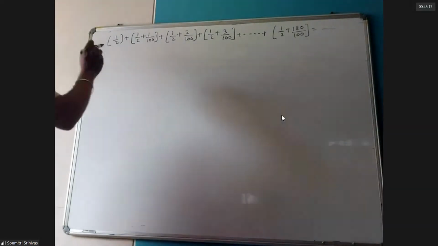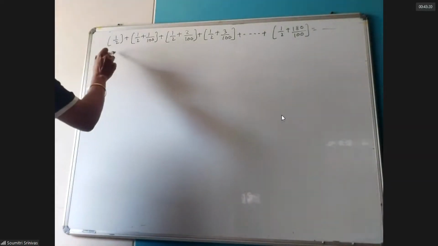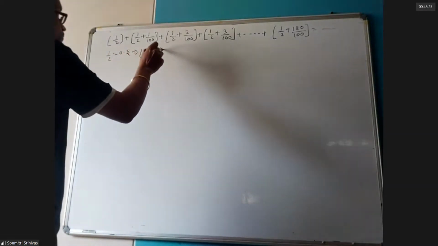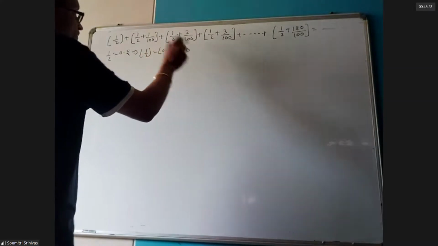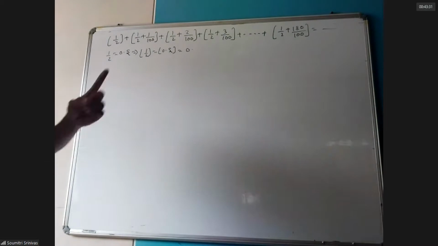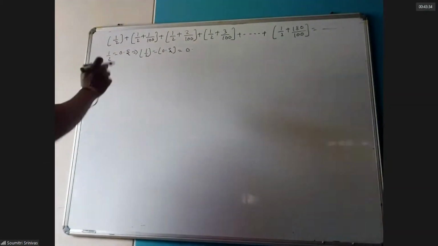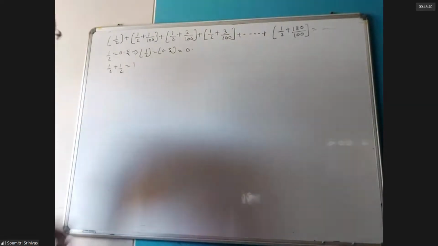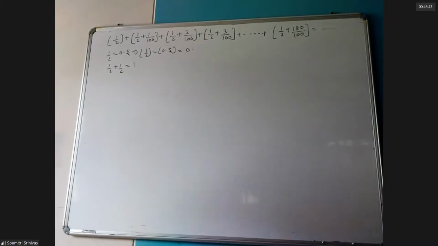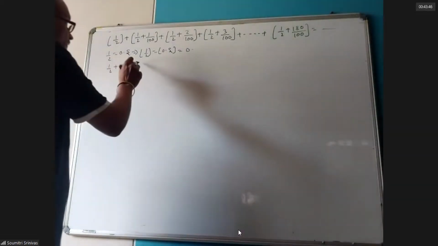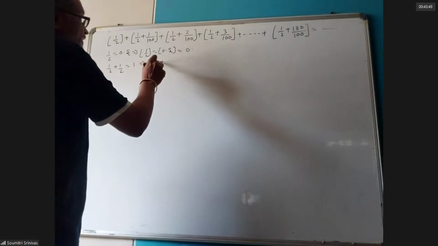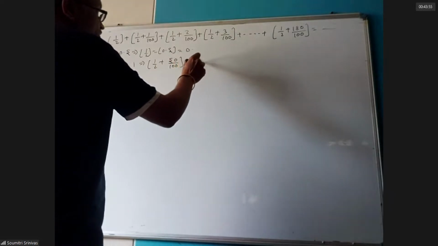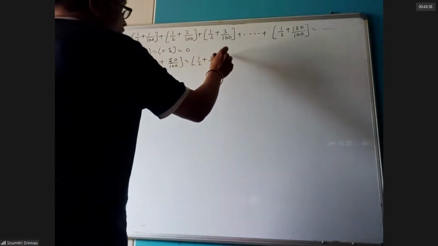Understand the logic. 1/2 is 0.5. When will the step contribute 1? If you add another 1/2 to 1/2, it will become 1. So when does it become 1? It will become 1 at 1/2 plus 50 by 100 step. 1/2 plus 1/2 will be 1.